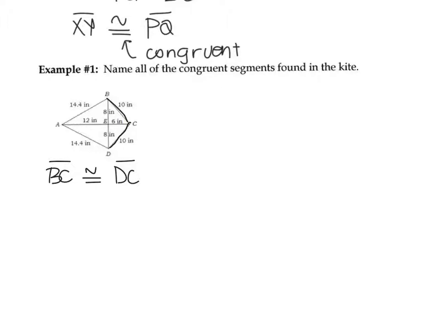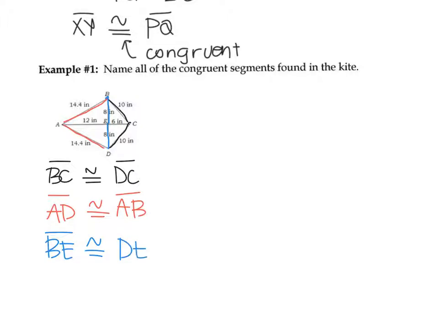So that's 1. Next, if we look, we have 14.4 here, and we also have another 14.4. So I can also say that AD is congruent to AB. That's the second set of congruent segments. Thirdly, I have 8 inch from B to E and also from D to E. So I can have a third statement that says BE is congruent to DE.